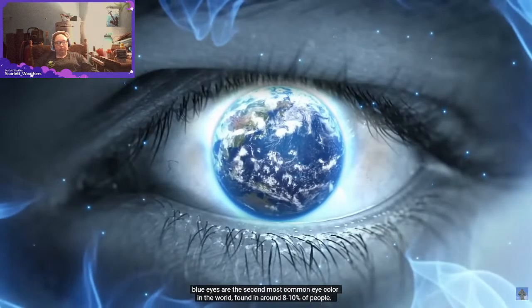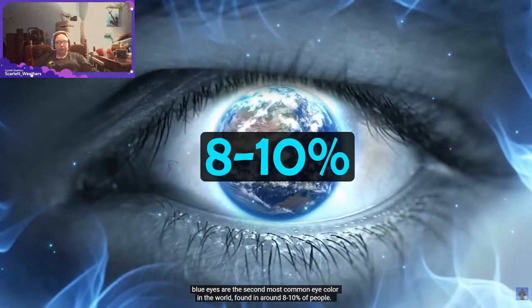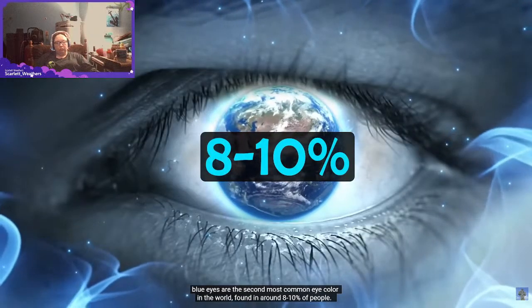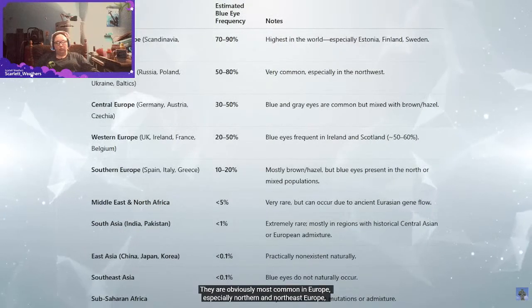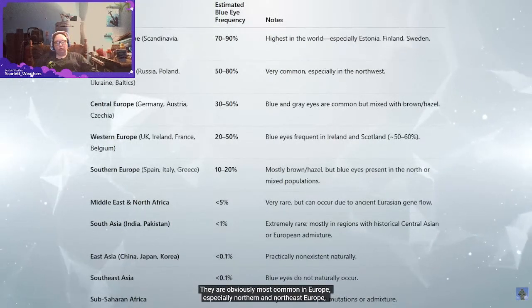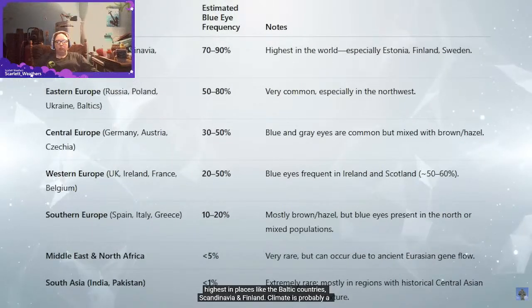Today, blue eyes are the second most common eye colour in the world, found in around 8 to 10% of people. They are obviously most common in Europe, especially in Northern Europe and Northeast Europe, highest in places like the Baltic states, Scandinavia and Finland.